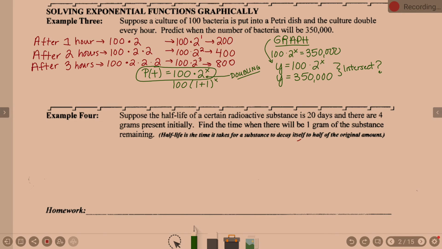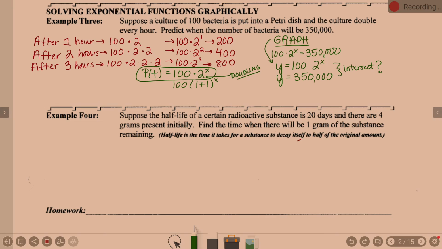Zeros, 4, 6. 350,000, so 4 zeros. So work on graphing those two, seeing if you can finagle it. So, do you suggest the box or what? Okay, well, let me get mine.